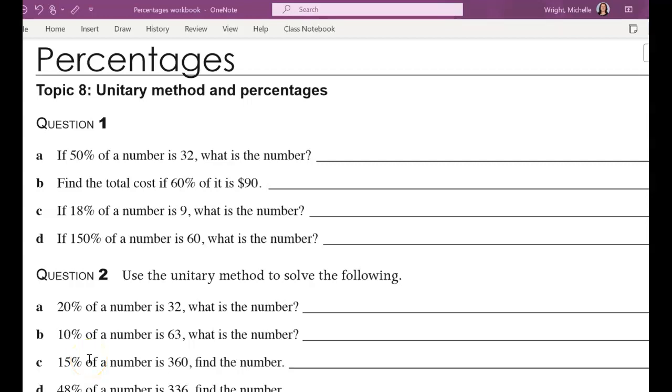Hi Year 8. This video is looking at the unitary method and percentages. We will go over this on Monday in class.